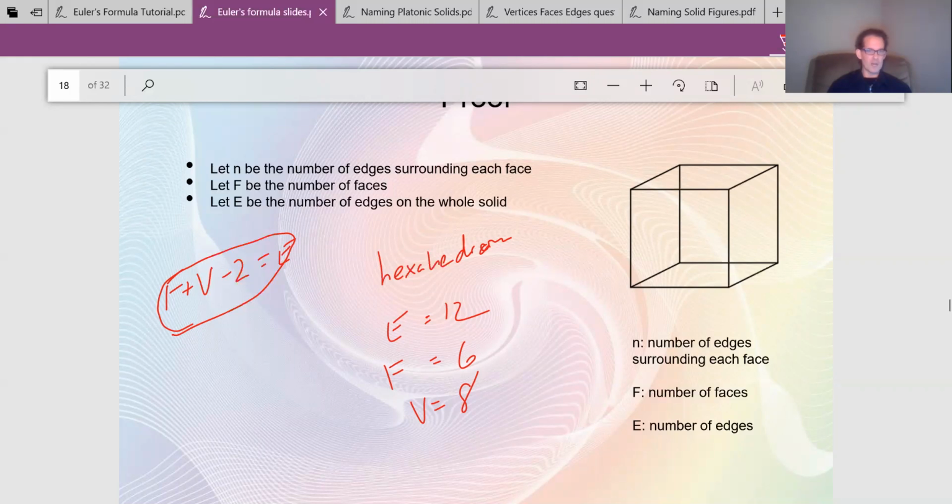Let's try a pentagonal pyramid. So I'm going to draw a pentagon. I'm going to pick an apex over here somewhere. I'm going to connect all my vertices to that apex. Try drawing this with me as we go along. I think it helps when you draw these.